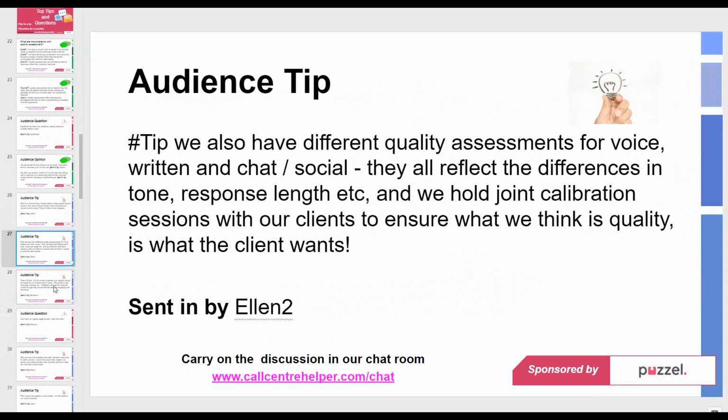So different in that they are dealing with different channels. But if you want to give your customers a consistently good experience, then some of those things should be the same. So whether you're writing chats, on social, or speaking to a customer, if you want to show empathy, you should be looking for that across all of those. But I can understand that in practical terms, you do have to have some differences in the way that you quality assess those different channels.